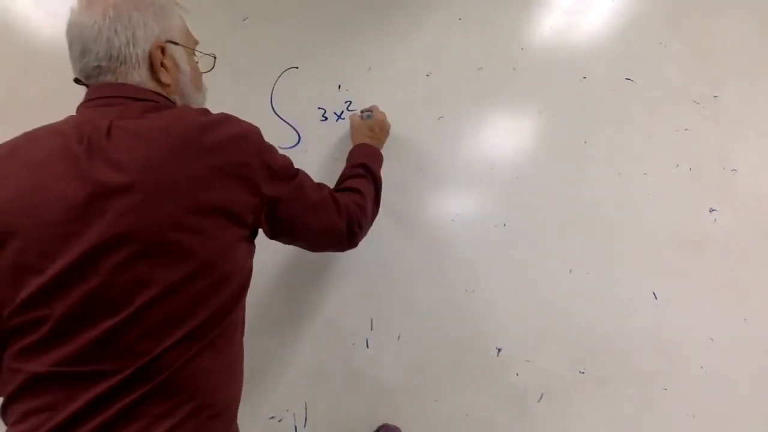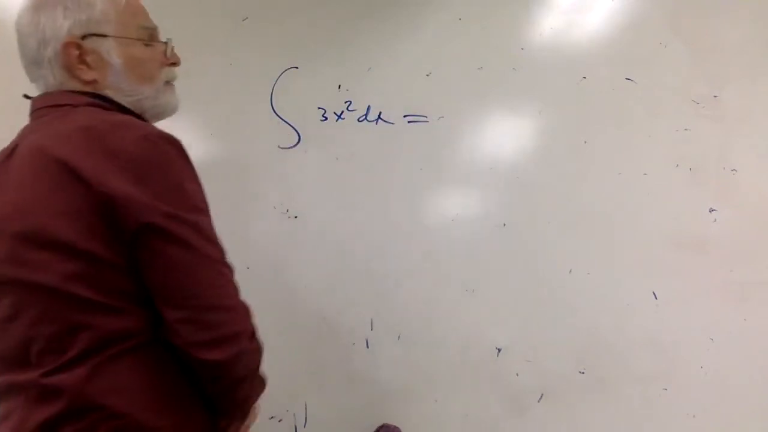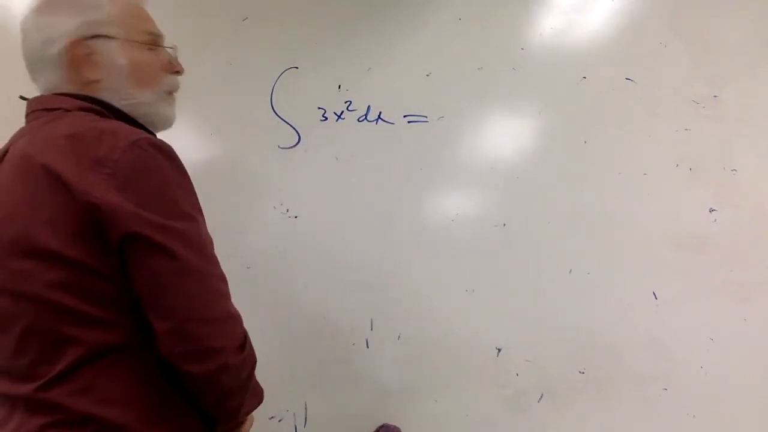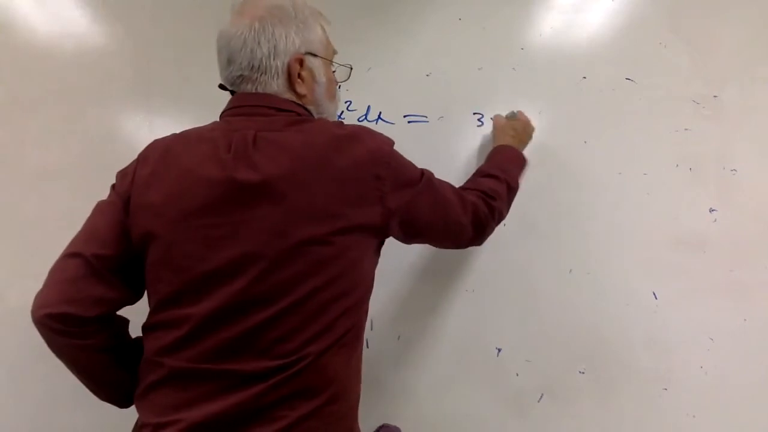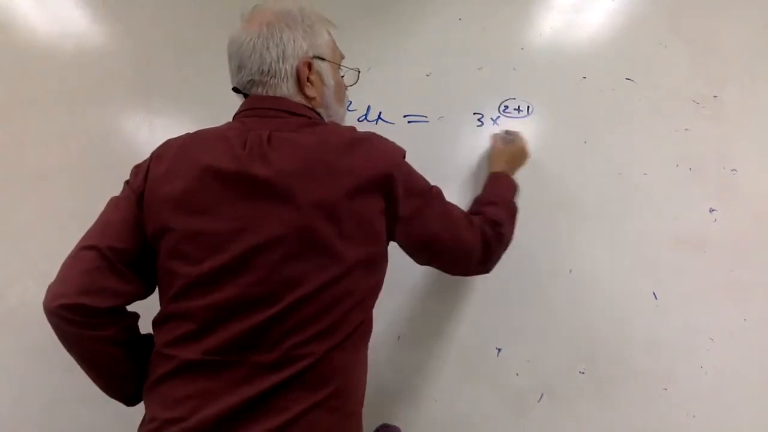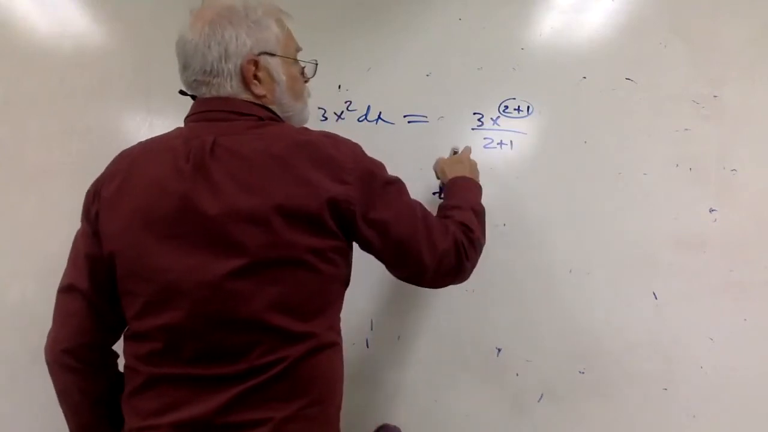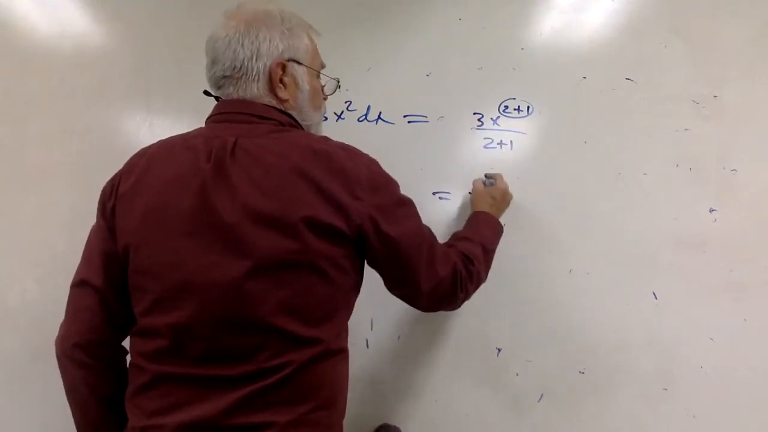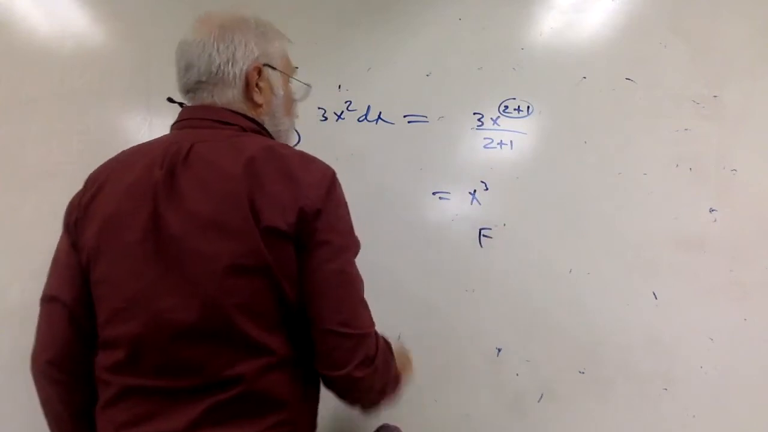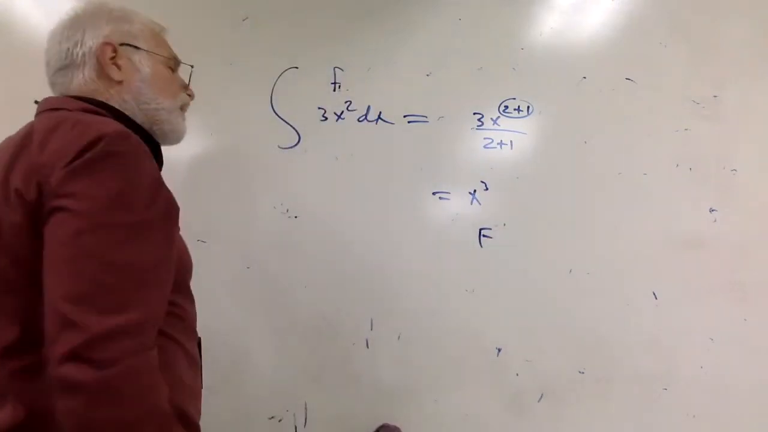Integrate 3x squared dx. What do you get? Well, you're supposed to add 1 and then divide by that number. So what is that? 3 into 3 gets us x cubed. Yes, that's big F. What's little f? 3x squared. There's a relationship here.